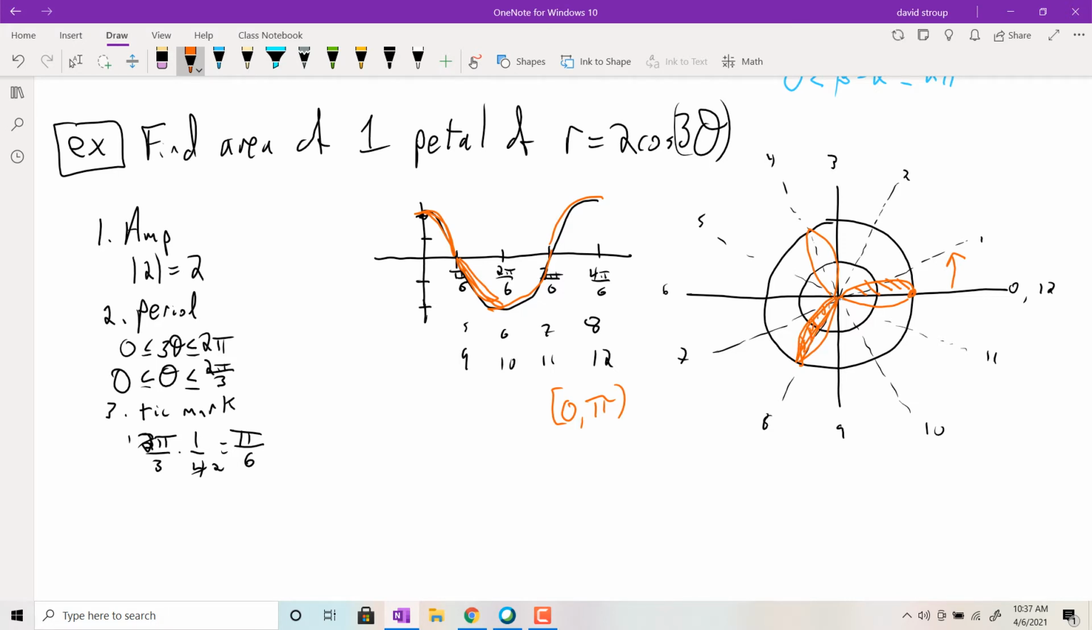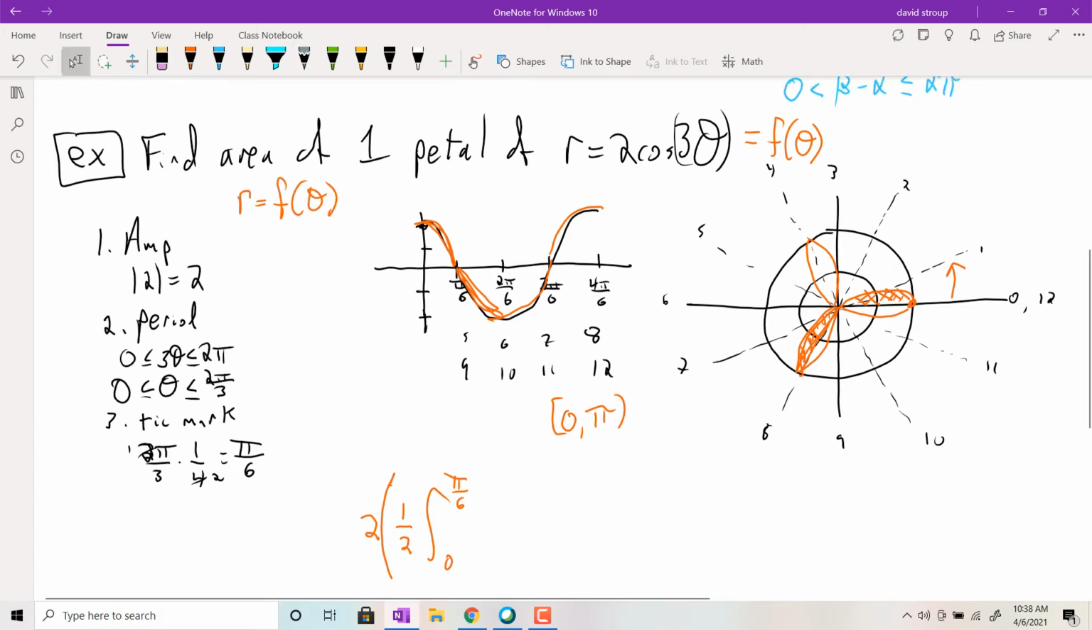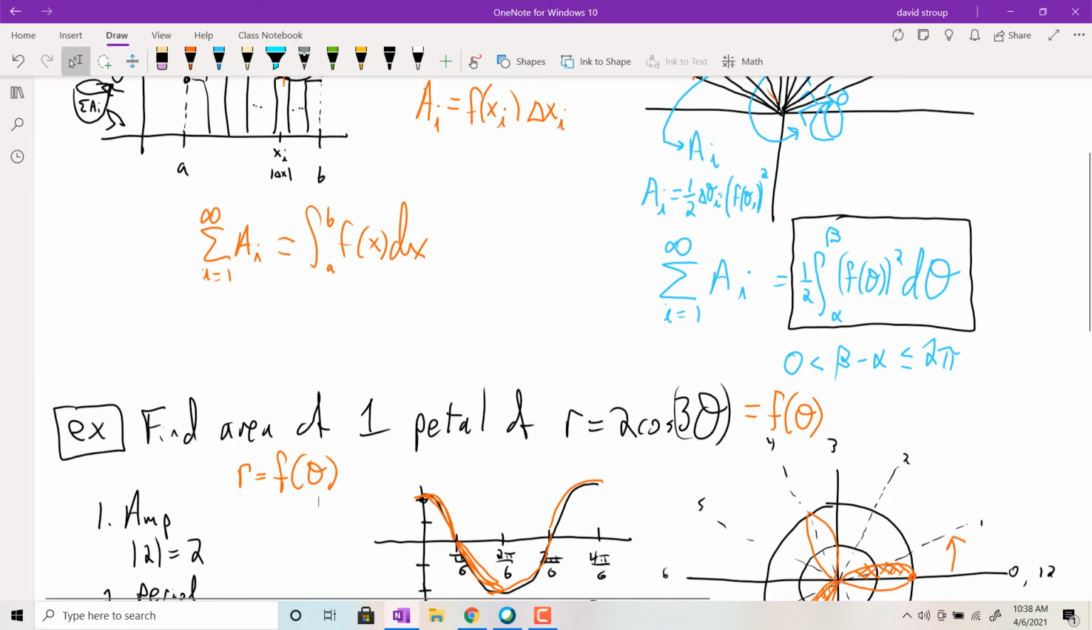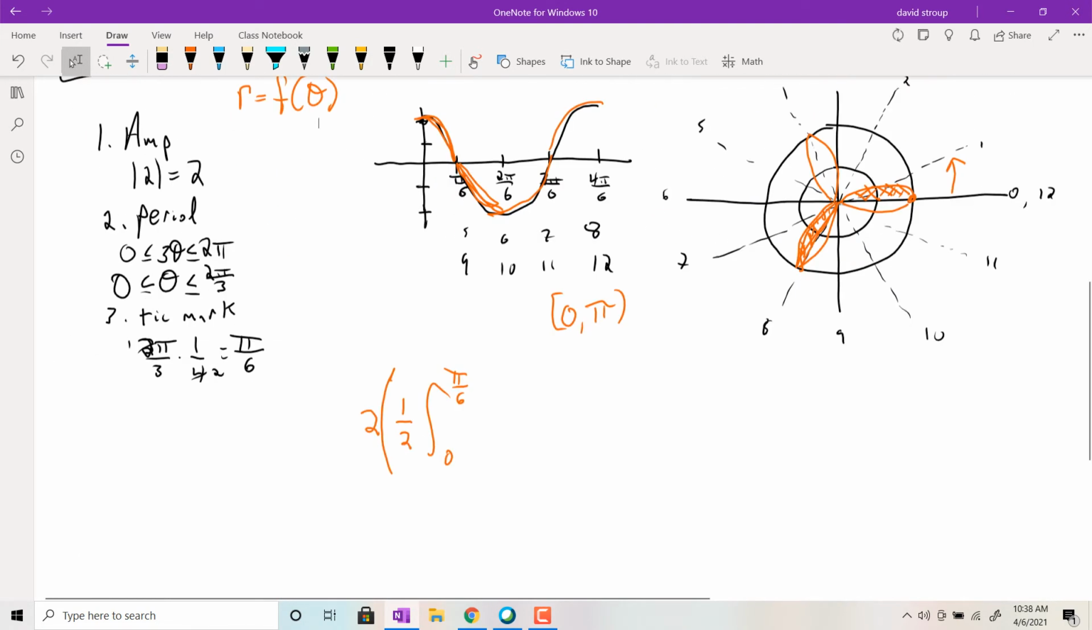Whichever way you do it, I'm more inclined to use symmetry and integrate from 0 to pi over 6. That will give us half the area of a rose petal, and then if you multiply the outside of the integral by 2, you'll get the other half. So again, remember the integral is 1/2 integral of f of theta squared d theta. In our case, this thing right here is the f of theta. The r formula, whatever they give us, is the f of theta in the formula in blue that I derived in the beginning.